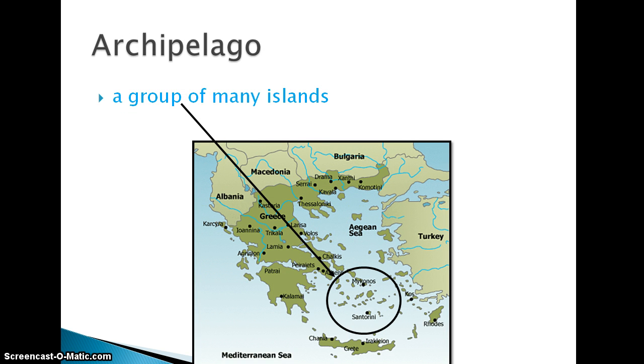Now, an archipelago is a group of islands, and you can see on the map in the southeastern corner of the map, you'll see a large group of islands. And Greece had many islands, over 2,000 islands, and you will see the largest island right below that archipelago, or south of the archipelago, and it is known as Crete.